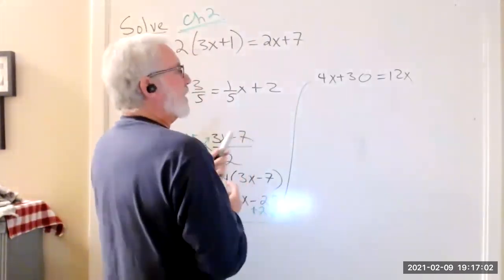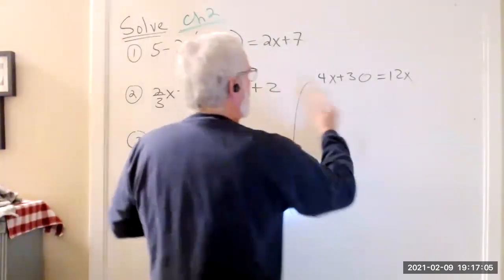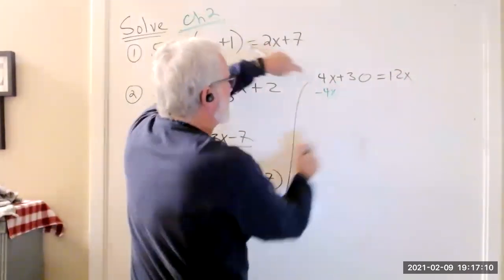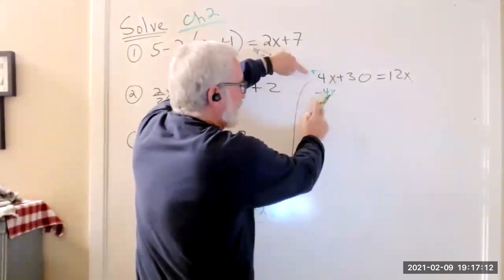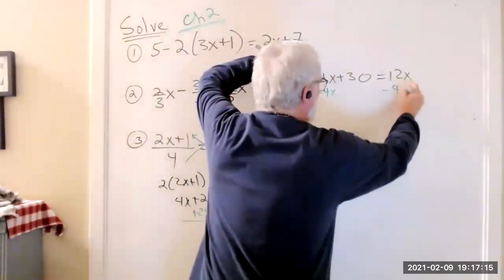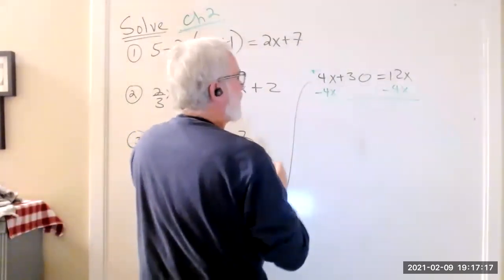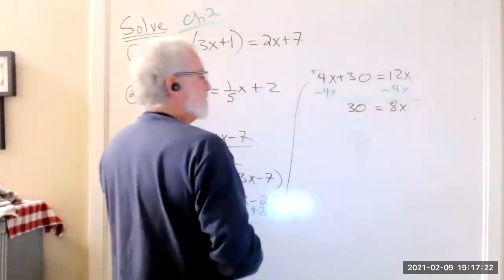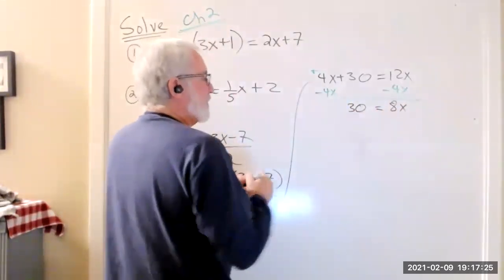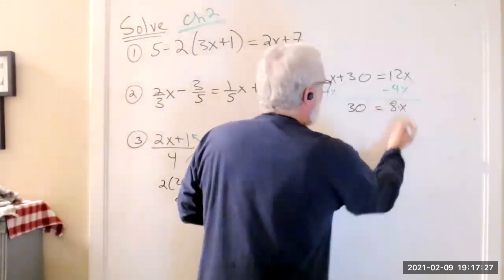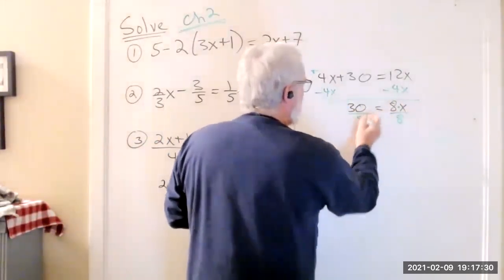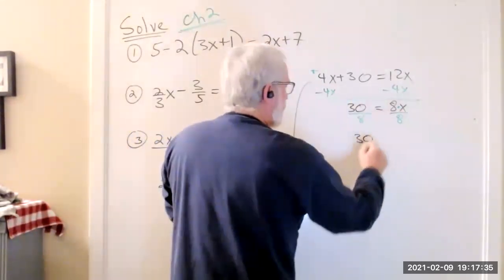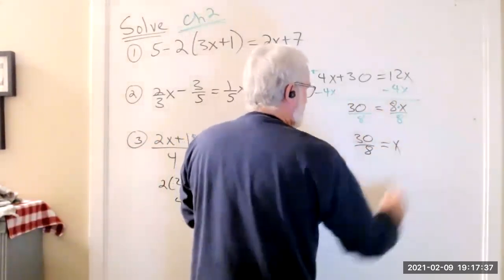Okay, now we've got all of our numbers on the left-hand side, so we want to move the x's to the other. That was implied to be positive 4x, so I subtract 4x from both sides. That gives me 30 equals 8x. Because that's 8 times, I know that I have to divide to cancel out the times, so divide both sides. So I get 30 over 8 equals x.